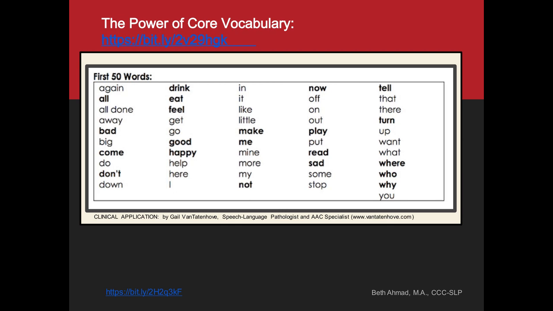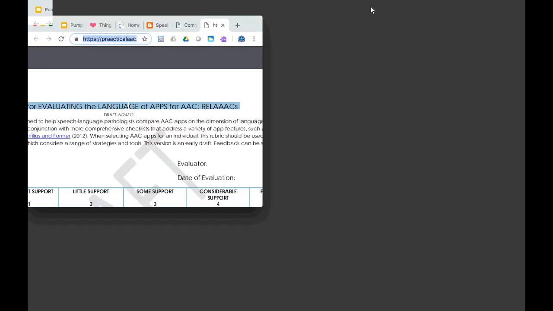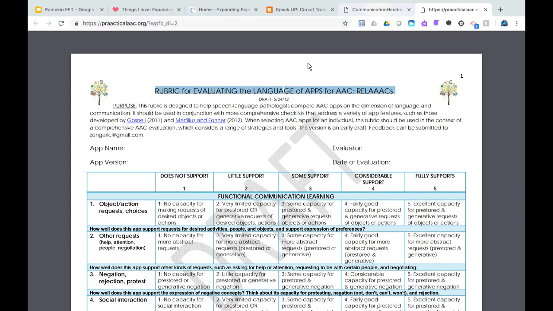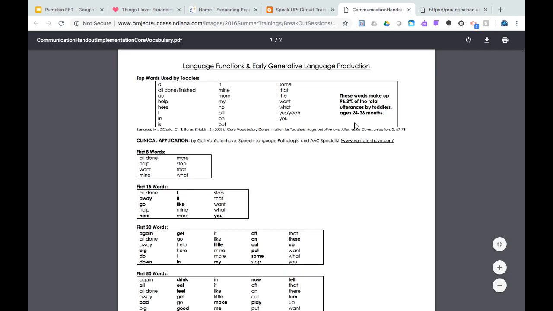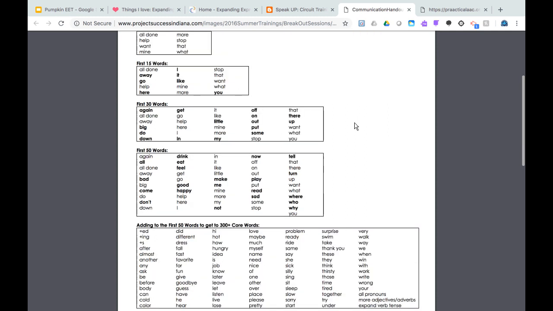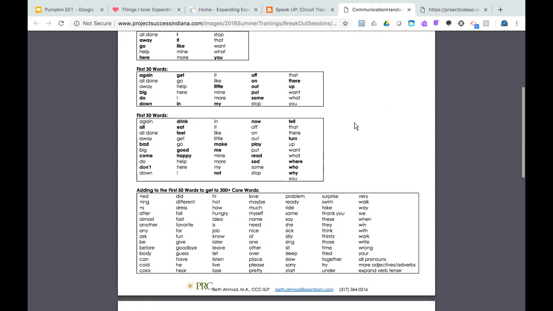If we go to the next slide here, this is from Beth Ahmad, and this is 50 of the first core words. And I think we have a little, I'm going to try to share our screen here a second. Yep. So here is the actual list, and it goes by the first 8, 15, 30, 50, and then adding to the first 50 to get 300 plus core words.